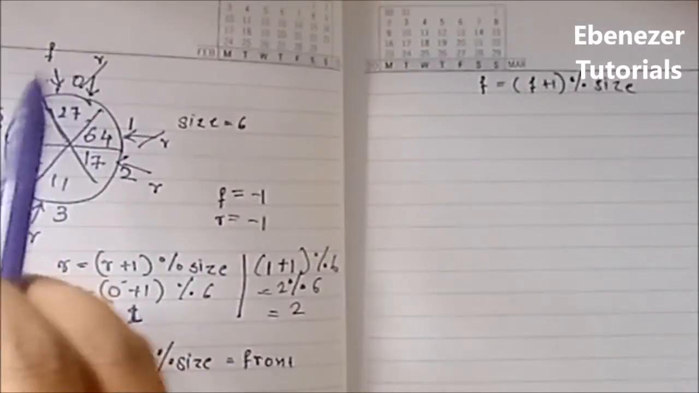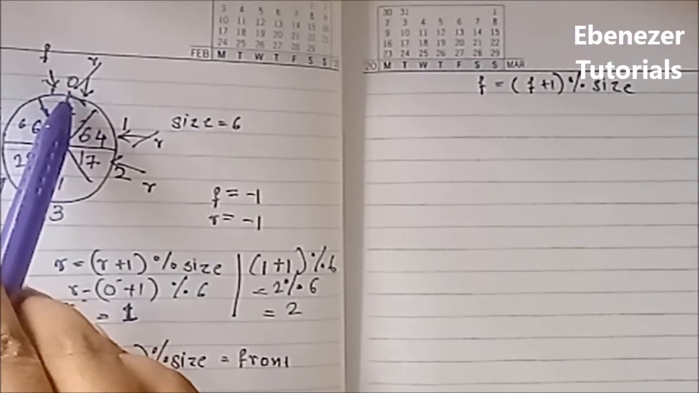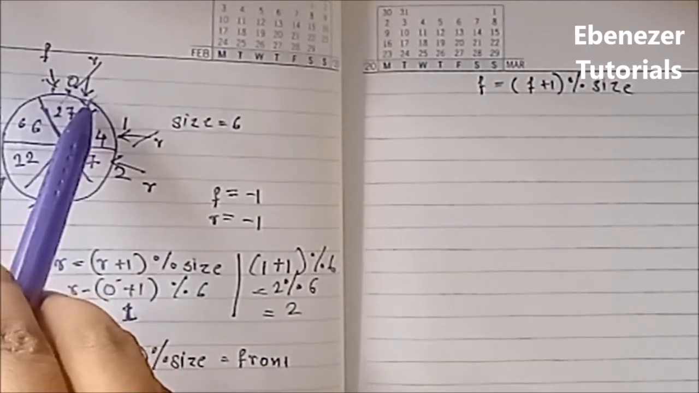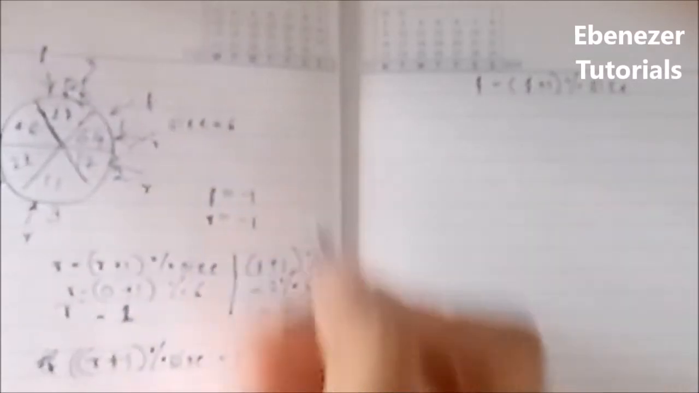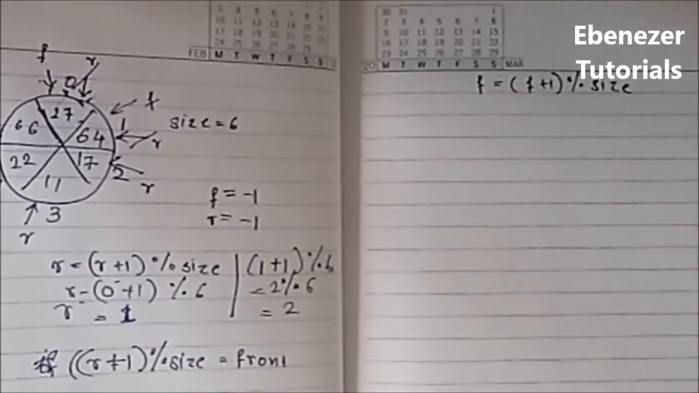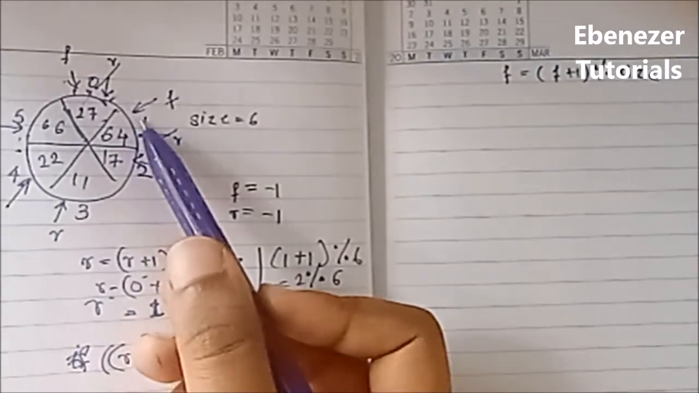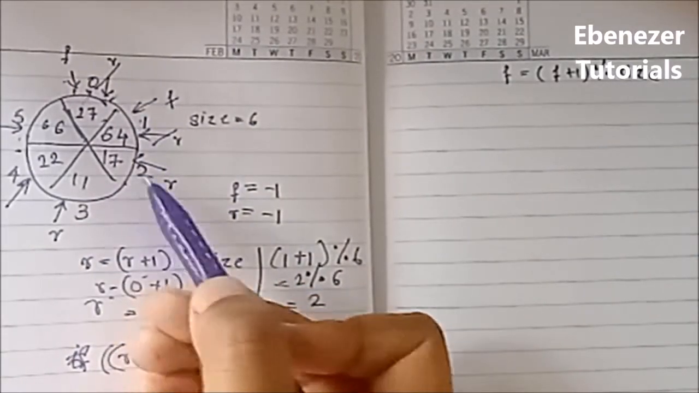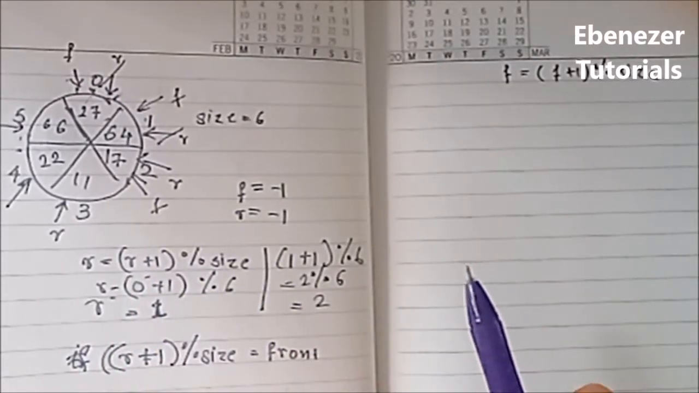So now the current value of front, we can see it is 0. If I add 1 to it, it is 1. 1 mod 6 is still 1. So the next value of front would be here. So it would be pointing to index 1. Now again, if I delete an element, front would be pointing over here. Now I want to add an element.